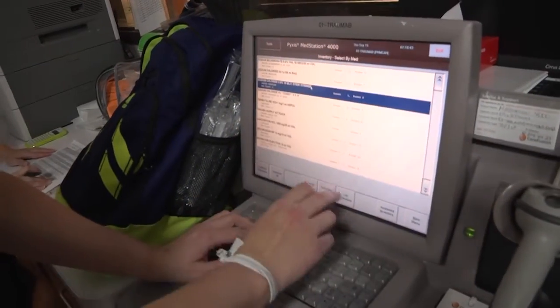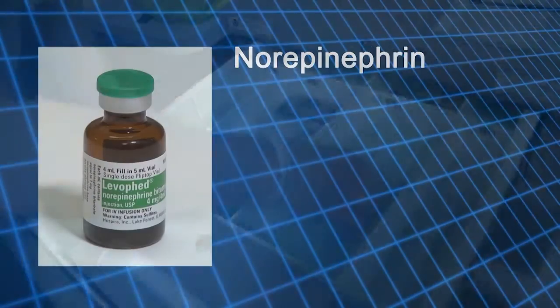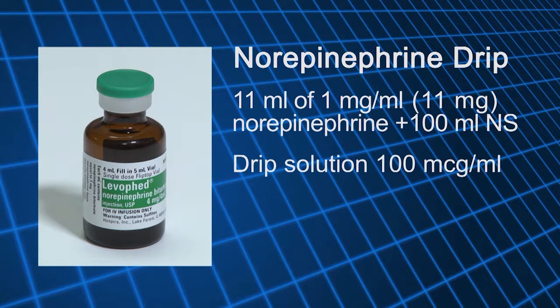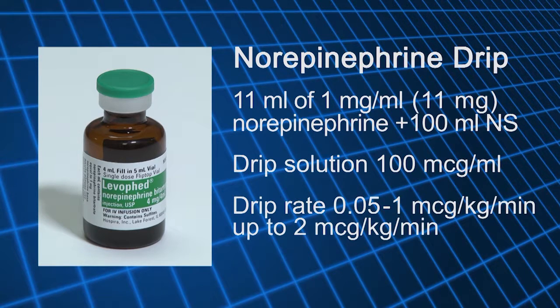You'll find all the necessary supplies to make a norepinephrine drip at the bedside, code bag, or in various Pyxis machines in critical care areas. The drip can be made by adding 11 milliliters of 1 milligram per ml norepinephrine, which is 11 milligrams, to a 100 ml bag of normal saline. The resulting solution will be a norepinephrine drip at a concentration of 100 micrograms per ml. A drip is usually started at a rate of 0.05 to 1 micrograms per kilogram per minute, up to a maximum dose of 2 micrograms per kilogram per minute.